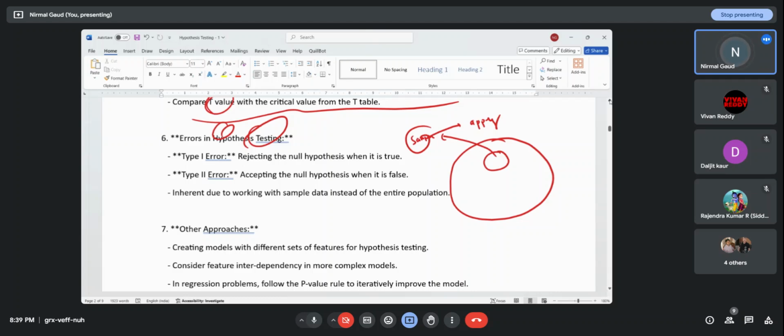After application, we have some reference table. We compare the value with the reference table. That is a significance value, p-value, 5%, less than 5%, greater than 5%, whatsoever. And then we say that the null hypothesis is accepted or not accepted. That's what we decide. However, in this process also, we can make a mistake.